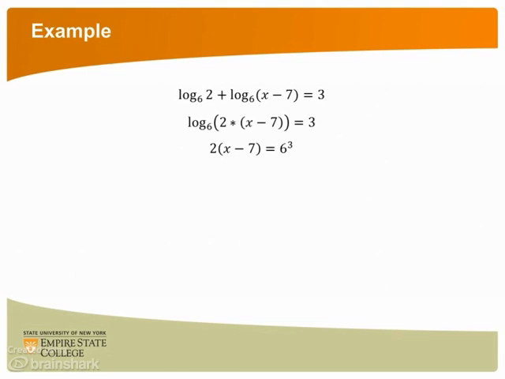We can transform the logarithmic equation into its equivalent exponential form. Doing so, we have 2 times the quantity x minus 7 equals 6 to the third power.